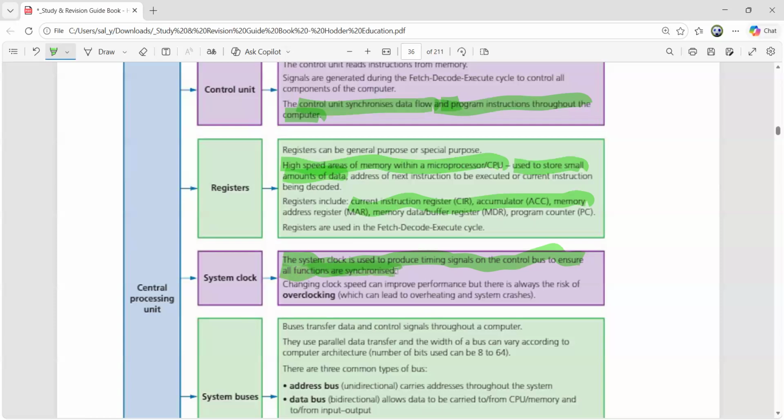Now, talking about changing the clock speed: by default, there's a clock speed for that computer system or microprocessor. But we may change the speed, and that causes overclocking. And in extreme cases with overclocking, what may happen? Your system can overheat, and your system may crash also.